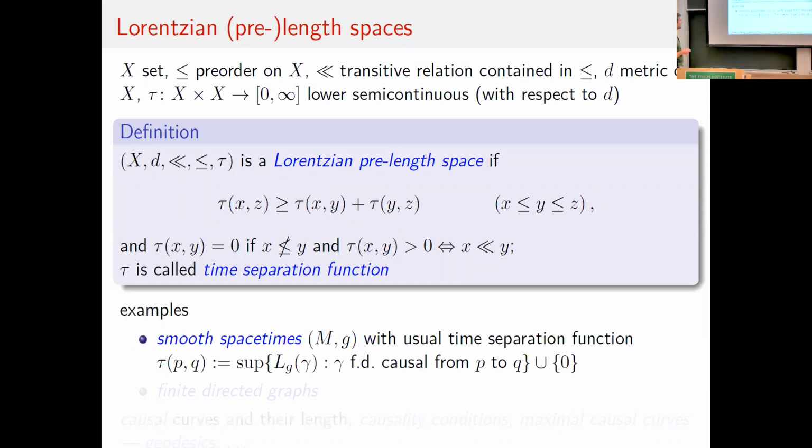Okay, so a first example is, of course, a smooth space-time, where the usual time separation function tau pq is the supremum of the g lengths of all future-directed causal curves from p to q, or zero if there are no causal curves. So may I ask, why do you need two relations like this, less than or equal and less? Isn't it like the closure of the other or something? No, that's not always the case.